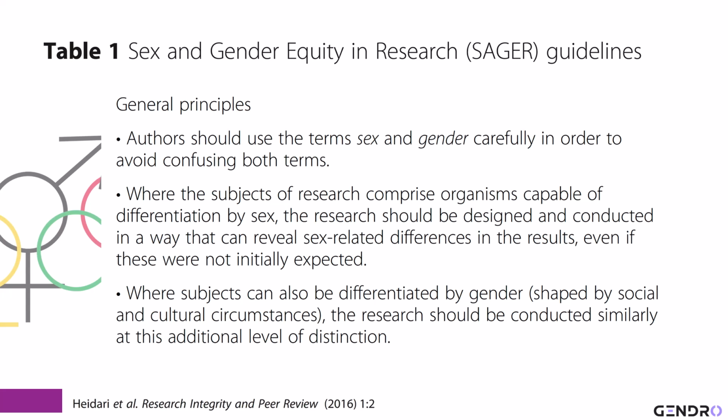The SAGER guidelines provide some overarching and general principles to guide researchers and authors when conducting their research and reporting their findings. Importantly, to try to be mindful in terms of using sex and gender carefully in order to avoid confusing both terms. Specifically, where the subjects of research comprise organisms capable of differentiation by sex, then the research should be designed and conducted in a way that can reveal sex-related differences in the results. And if the subject can be differentiated by gender, the research should also be conducted similarly at this additional level of distinction.